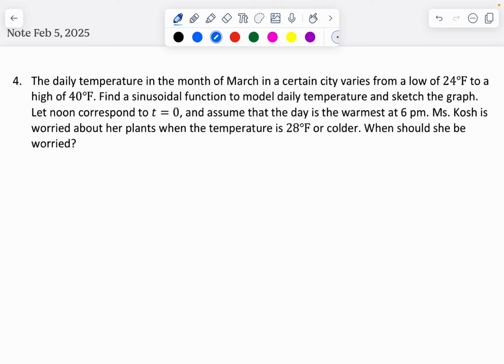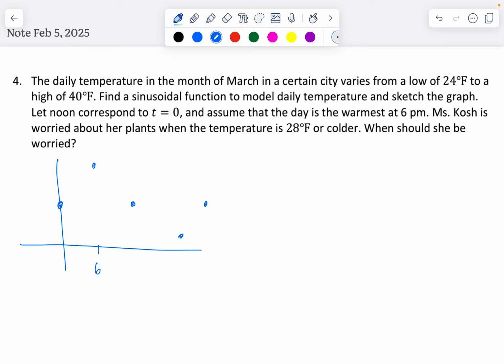So what I would do is, first turn on my Apple Pencil. Let's see if this will work. There we go. We're going to say that at time equals 0, it's noon. The day is the warmest at 6. And so we're going to be here, and then we're going to come back, and then we're going to be at however cold our coldest is and come back, something like that.